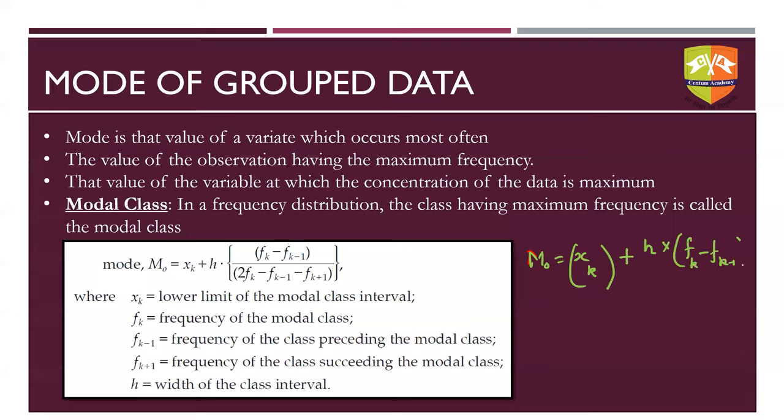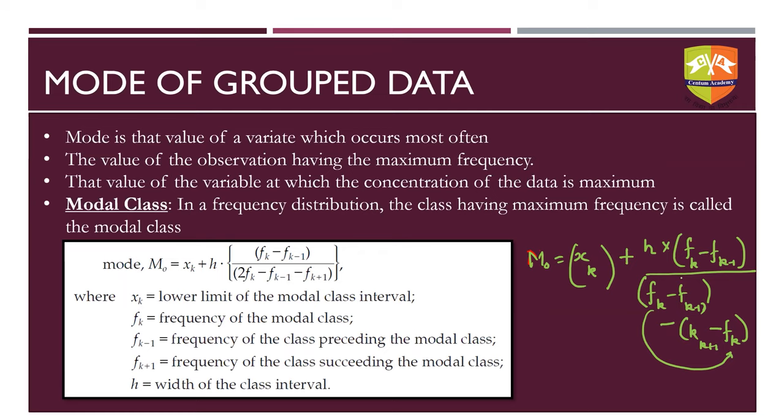fk minus f(k-1) divided by, I typically write the denominator like this, fk minus f(k-1), same as the numerator. There is a reason why I'm writing this. And then minus fk minus f(k+1). You can see why I am writing it like this: 2fk is coming from here and the other ones are negative. I'm writing this on purpose.